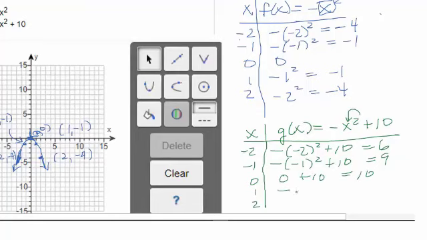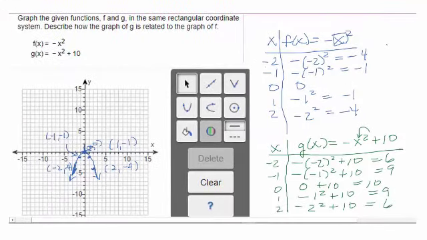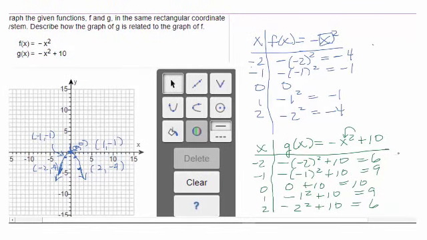If we plug in 1, we get negative 1 squared plus 10, which again is 9. And if we plug in 2, we get negative 2 squared plus 10, which again is negative 4 plus 10, which is 6. So what we're really saying is that our new function g goes through negative 2, 6, negative 1, 9, 0, 10, 1, 9, 2, 6. So let's plot those points.